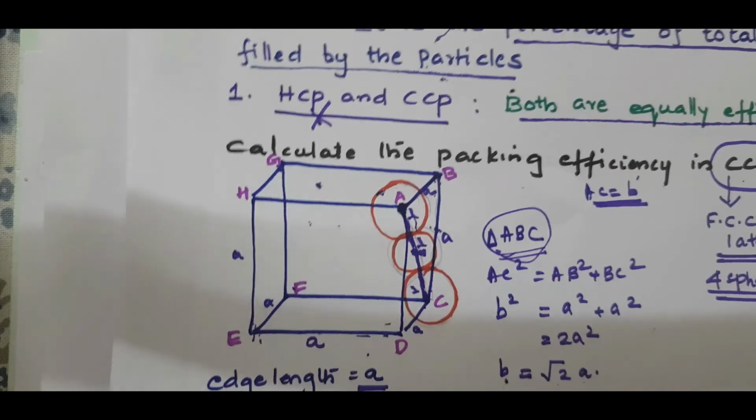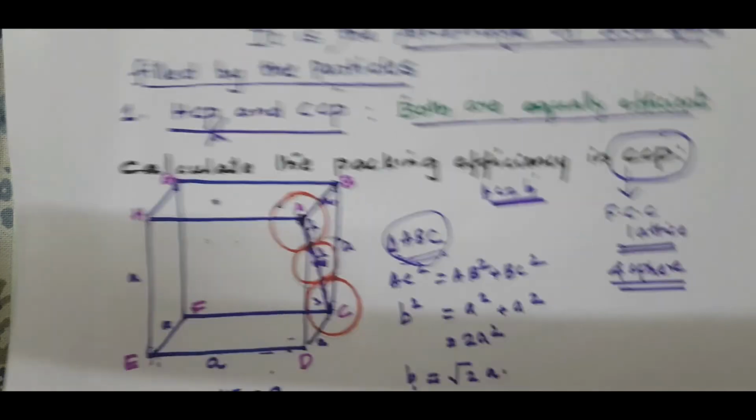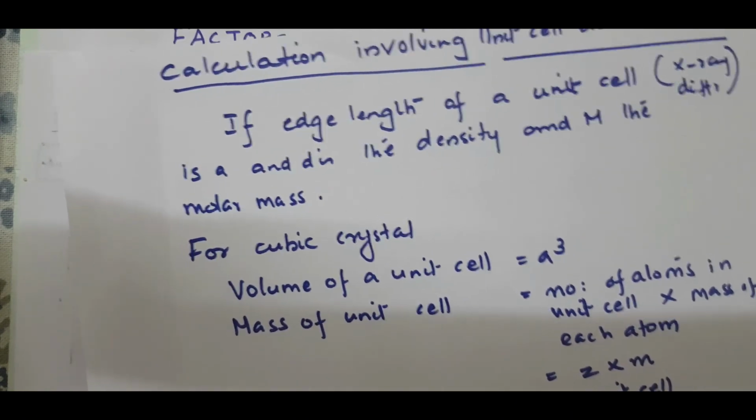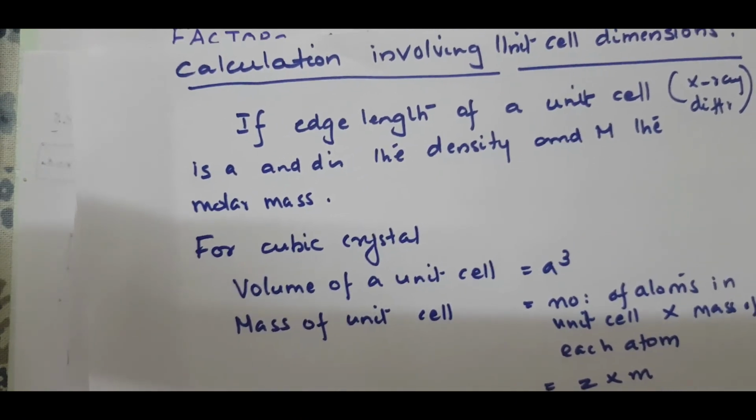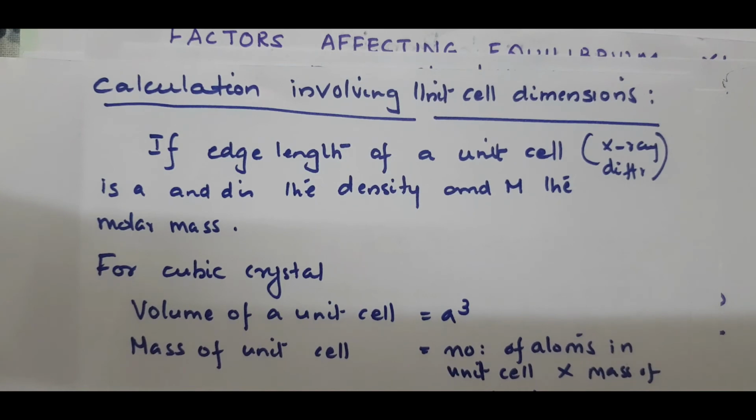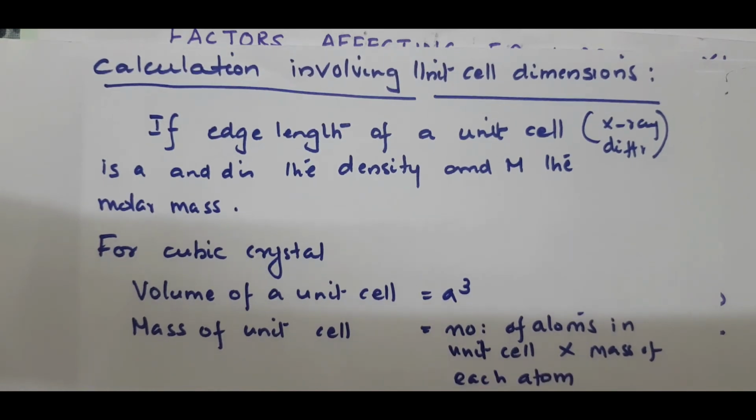Okay. Now there is a small thing again, that is you can calculate the density of a unit cell. If you consider a unit cell, you can calculate its density, or do calculations involving the unit cell dimension. Because if you know A or D or mass, you can calculate the density of that.